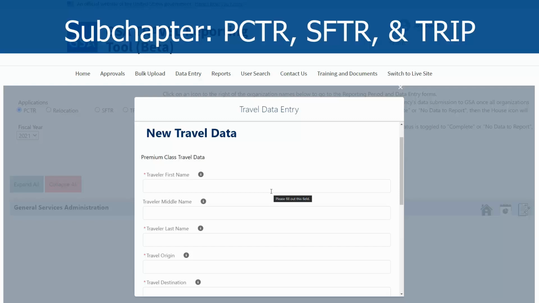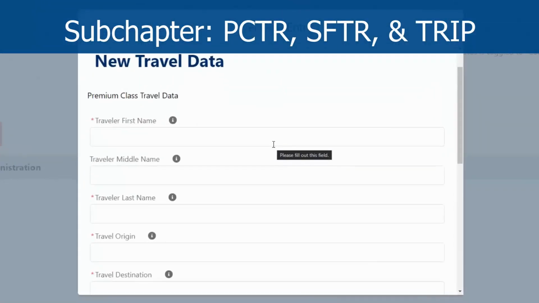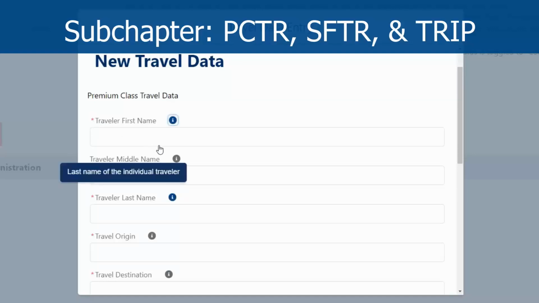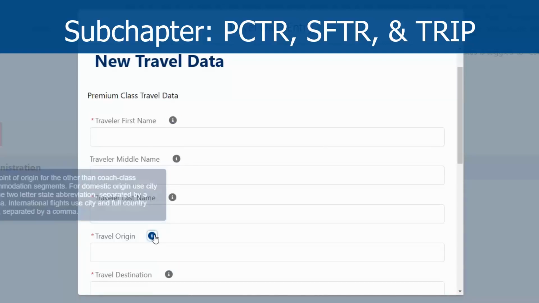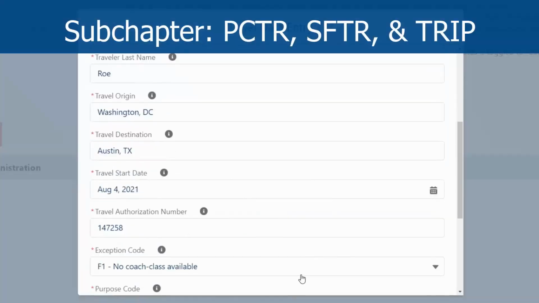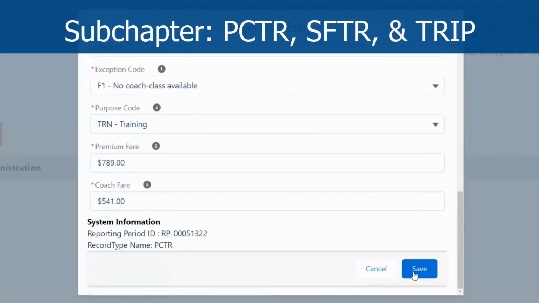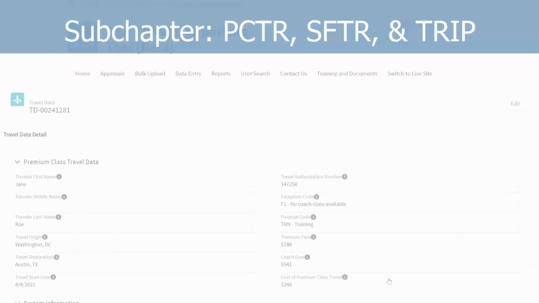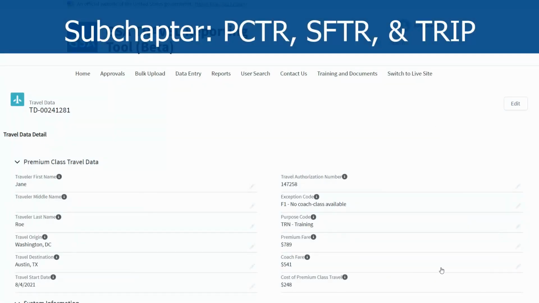With whichever application you choose to create, any field with a red asterisk next to it is mandatory and must be filled out before being saved. Otherwise, an error message will display and prevent you from saving. If you have any confusion over what a field means or requires, you can hover over the gray icon of a circle with a lowercase i in it to the left of the field to view any associated help text. Once you have all your data filled in, click Save. A new browser tab will open and will display the travel data you just created.